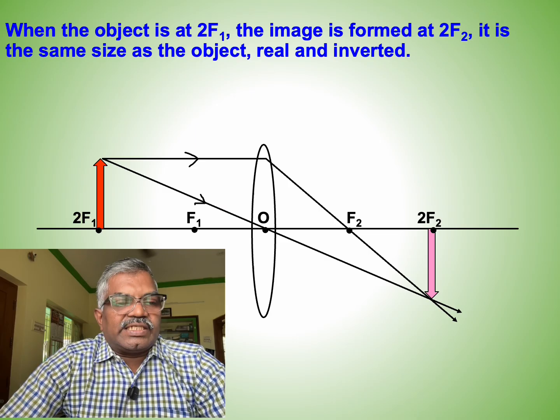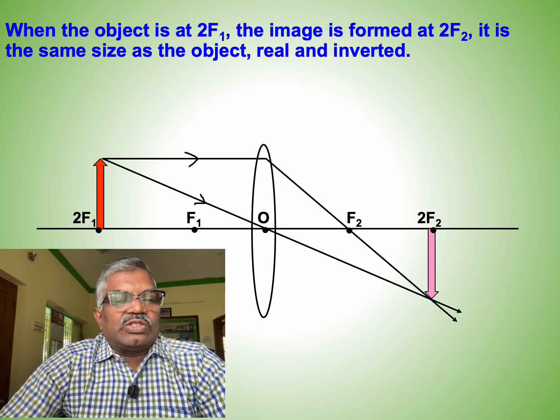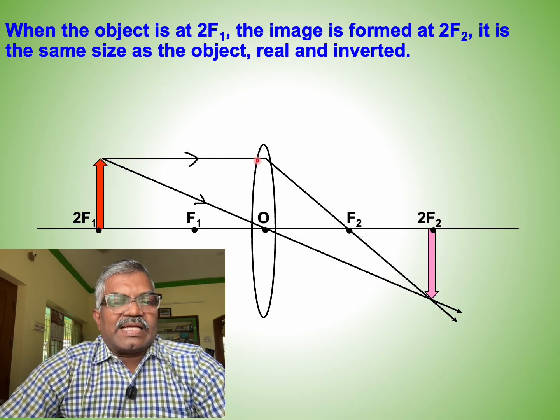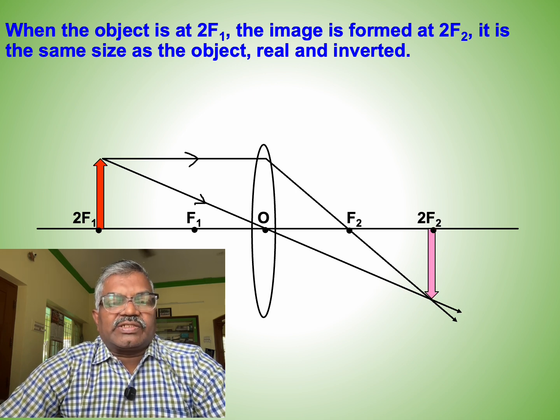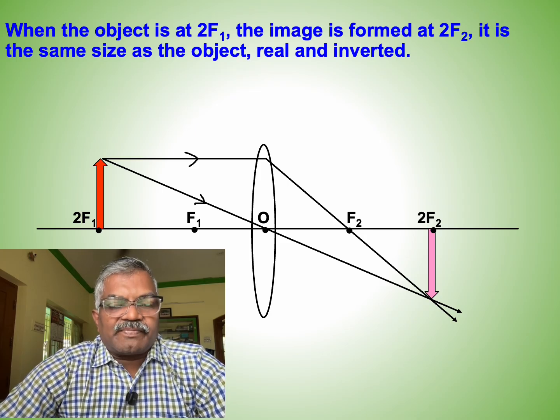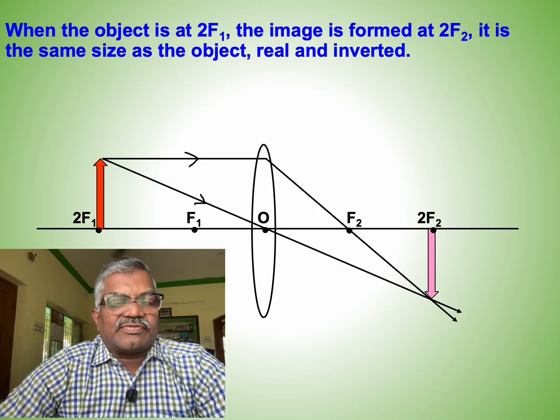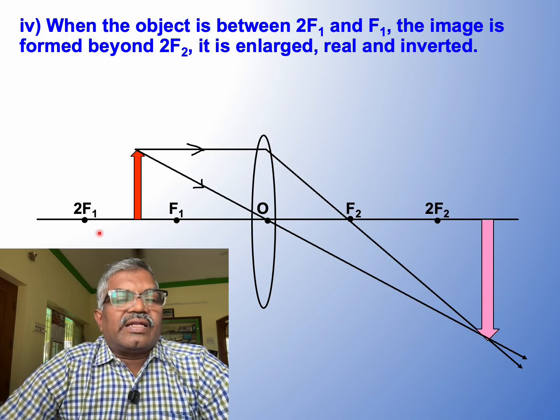And the third position is the object placed at 2F. Here the same rule: the first ray parallel to the principal axis, after refraction, will pass through the focus. The second ray will pass through the optical center without any deviation. Both rays will meet at a point, and you can draw the image at that point. Here the image is formed exactly at 2F. It is a real and inverted image of the same size as the object.